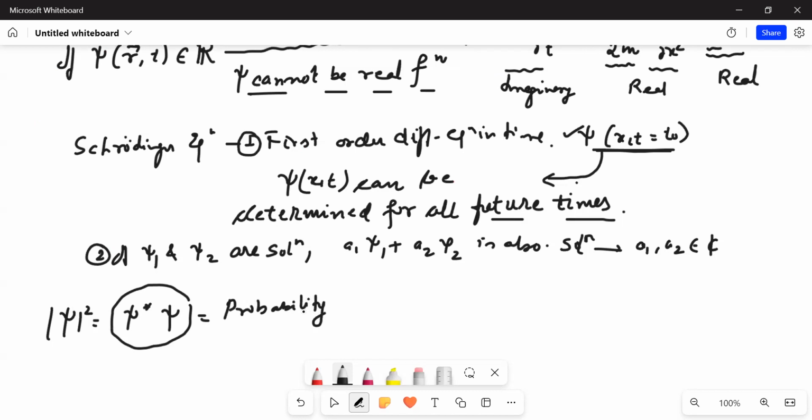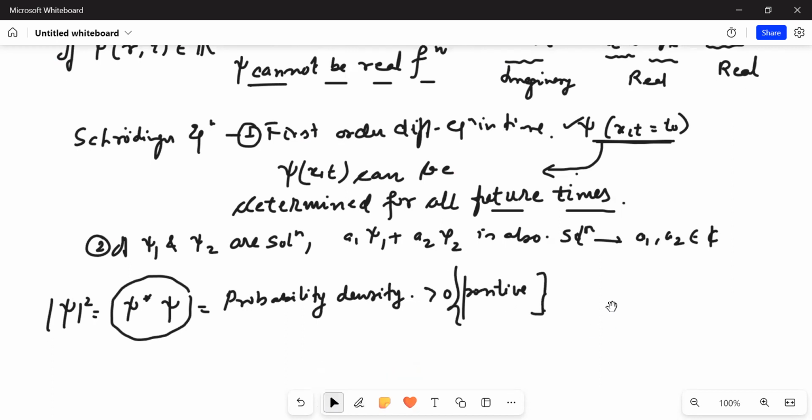The physical meaning of this particular thing is that it represents the probability density. And indeed, this probability density has to be a positive definite quantity. It should be a positive quantity, right?